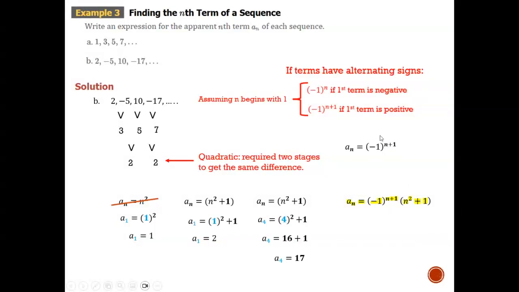But then, again, because signs are alternating, we add this. We add the negative 1 to the n plus 1, again, as we determined before. It's going to compensate for the alternating signs. And again, we use that version of it because the first term is positive, okay? So some ideas here for how you guys can write the equations when you have the sequence, okay?